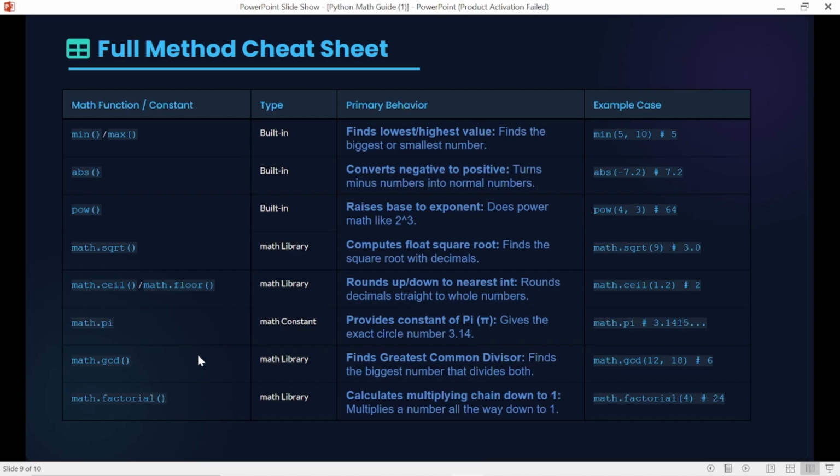Then math.gcd, meaning the greatest common divisor, from the math library, finds the greatest common divisor. In simple words, it finds the biggest number that divides both numbers which we have given. Here's the example. Then math.factorial, from the math library, calculates the multiplying chain down to 1, as you can see here. It multiplies a number all the way down to 1, as you can see over here.